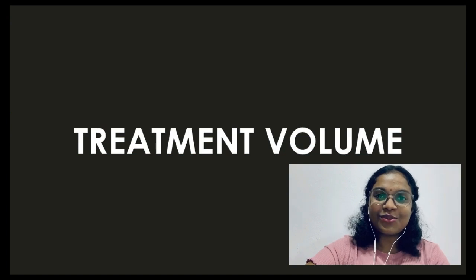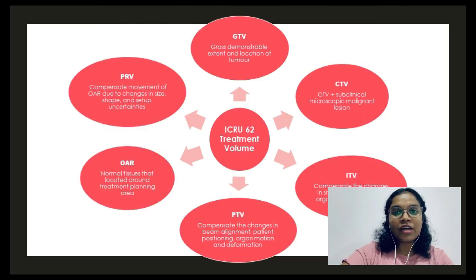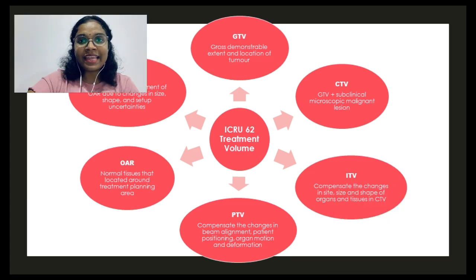Today I'm going to present on treatment volume. Treatment volume is an important aspect that should be included in the treatment planning process. Based on ICRU 62, there are 6 treatment volumes that we need to include in the treatment planning process. First of all will be the GTV. GTV is the gross tumor volume, where we need to include the gross demonstrable extent and location of the tumor. Next is CTV, so we must include the GTV and also subclinical microscopic malignant lesions.